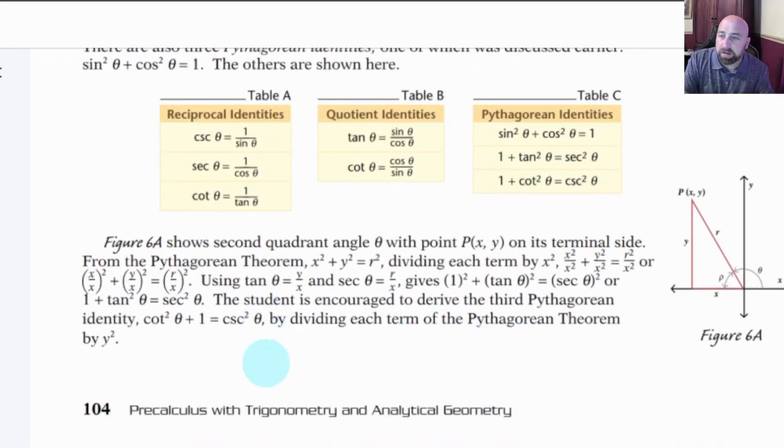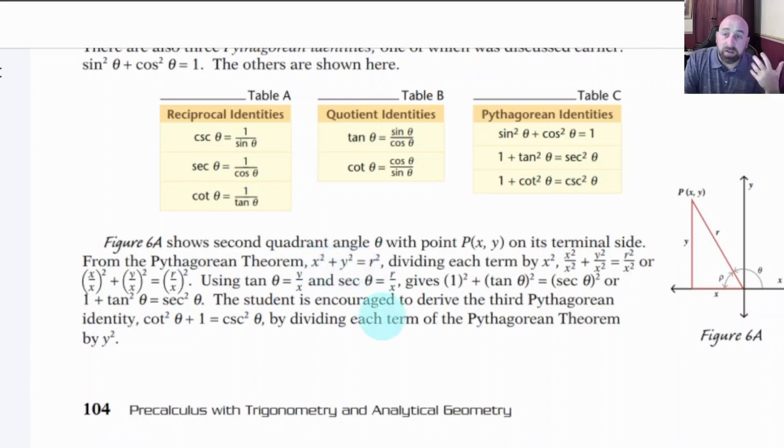All right, let's jump down here and talk about this. What's going on right here? This shows the second quadrant of an angle. So, in other words, the angle is in the second quadrant. Notice the Pythagorean theorem is x squared plus y squared equals r squared.